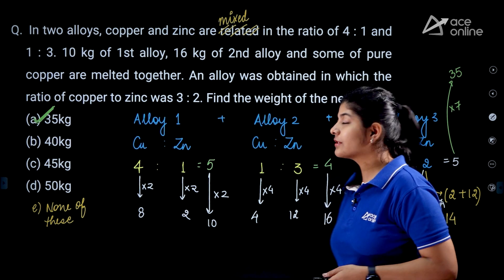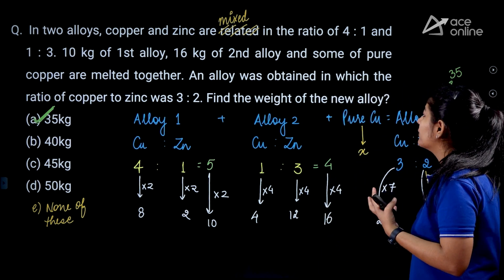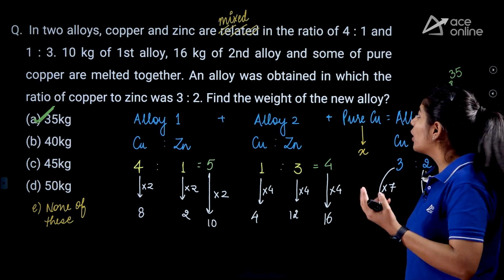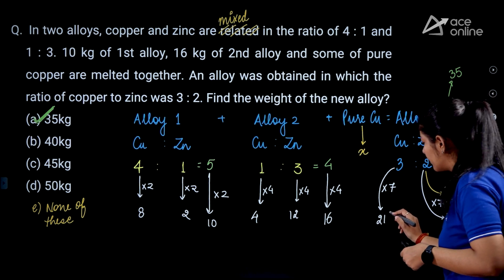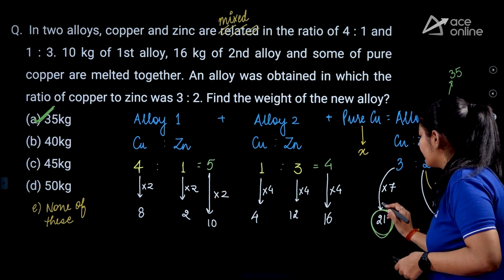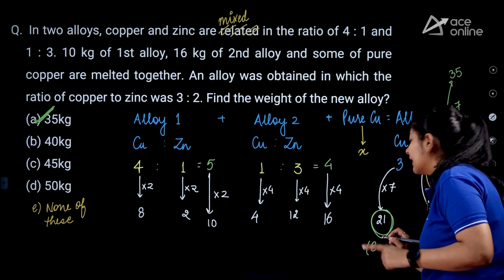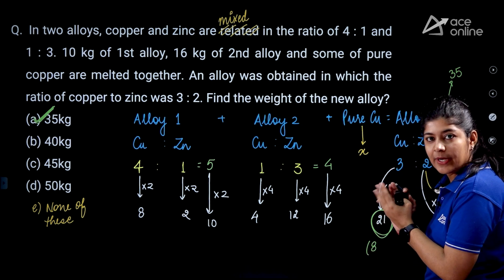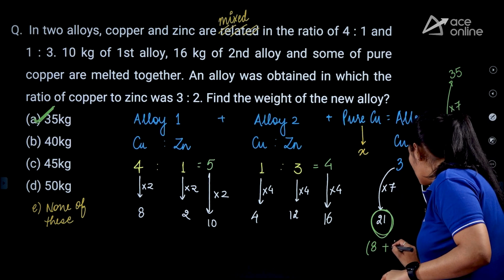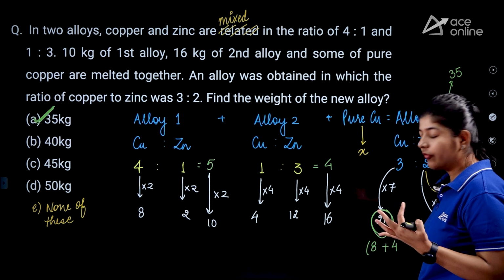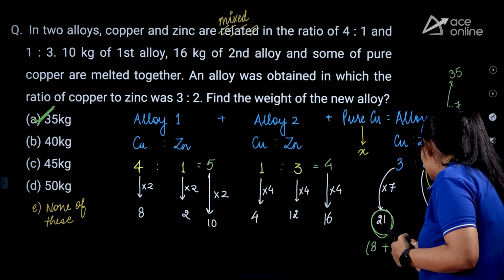But let's suppose the examiner also asks what is the weight of pure copper that we added to make the new alloy. For that, we will get this value, right? But this value includes what? The 8 kgs of copper from alloy number 1, plus the 4 kg of copper from alloy number 2, plus this X kgs.